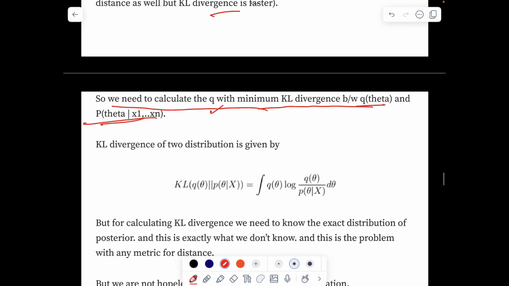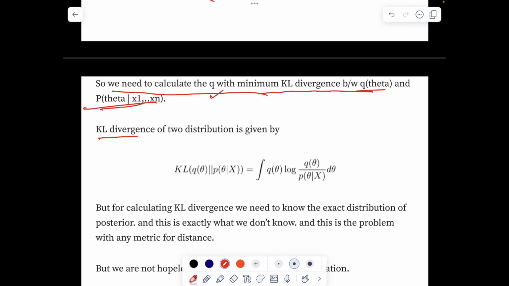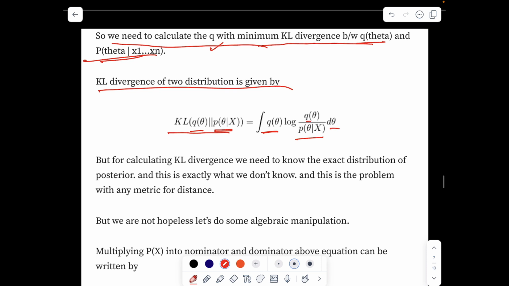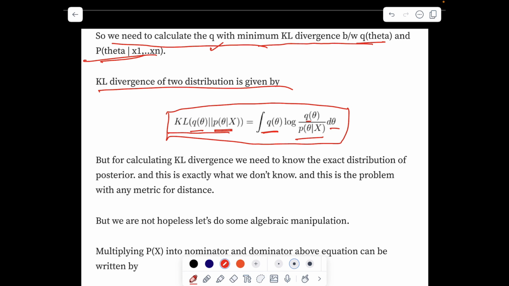So what is the KL divergence of these two distributions? It is given by the integral of q(theta) into log of q(theta) upon p(theta). If we are taking the KL divergence between q(theta) and your posterior, which is p(theta given x), then it is given by the integral of q(theta) into log of q(theta) upon p(theta given x) d theta. Okay, this is the formula for KL divergence. But for calculating the KL divergence, another loophole came here.